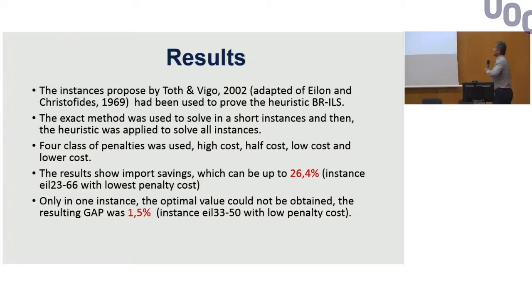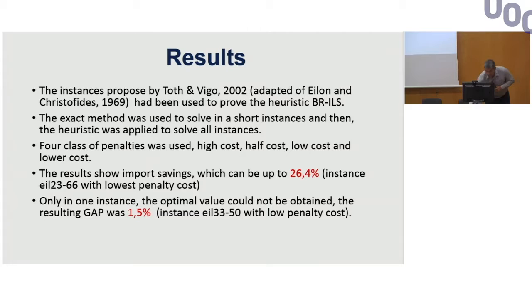The instances proposed by Toth and Vigo have been used to test the heuristics. Four classes of penalties were used: high cost, half cost, low cost, and lower cost. The results show important savings, which can be up to 26.4% in one instance, 23.66% with the lowest penalty cost. Only in one instance could the optimal value not be obtained. The resulting gap was 1.5% in this instance.